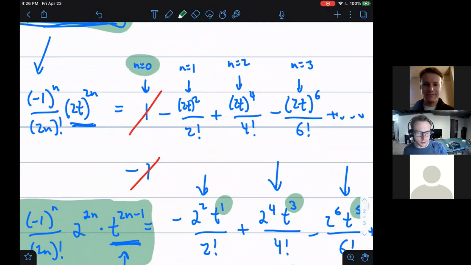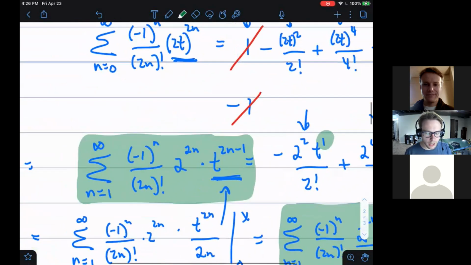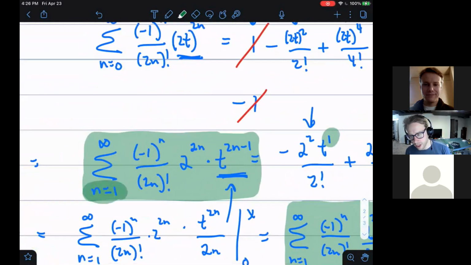When we plugged in n equals 0, that was just equal to 1. And so we said, well, since these perfectly cancel out, let's go ahead and simplify that down and just exclude our n equals 0 term. And so by starting at n equals 1, you're exactly right. That's where we accounted for that subtraction by 1. Okay, thank you. Yeah, no problem.